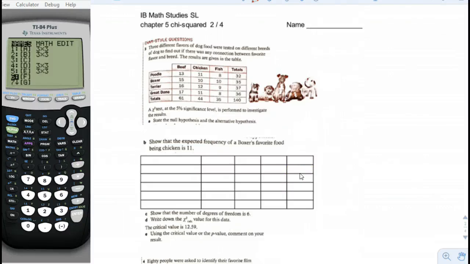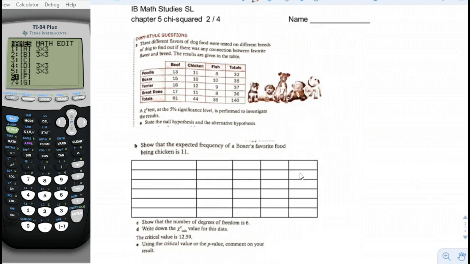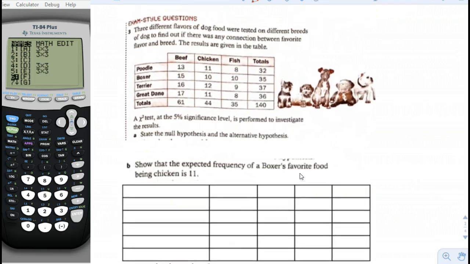Here's page 2 of the chi-squared solutions. We have 3 different flavors of dog food tested on different breeds of dog to find out if there's any connection between the favorite flavor and the breed. And here's our table, and we can kind of ignore the totals. So it's that table.